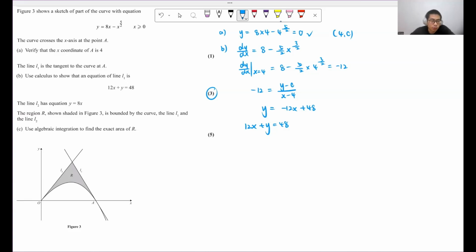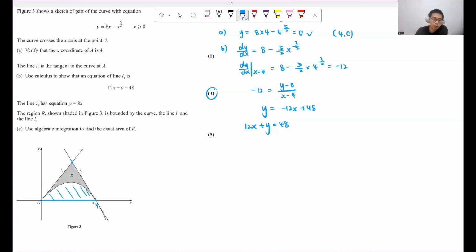Line L2 has equation y equals 8x. The region R shown shaded in figure 3 is bounded by the curve, the line L1 and L2. Use algebraic integration to find the exact area of R. For this region, it's basically a triangle, but without this part. So we just have to work out the area of the triangle and minus that region, and then that would be the shaded region R we need. We already know this is 4, so the base of the triangle is 4. Now we just have to work out the height of the triangle.